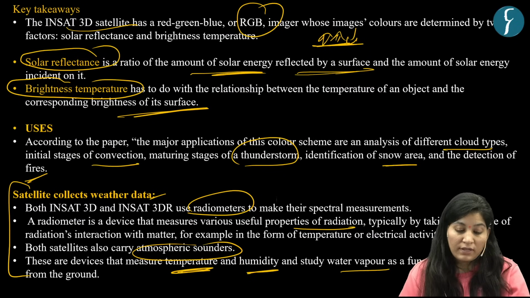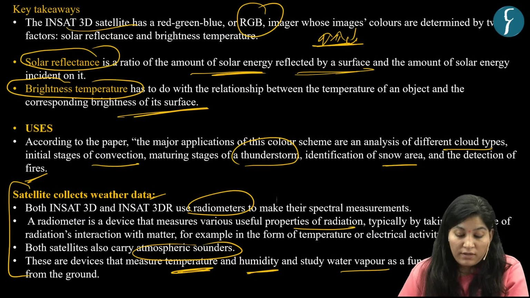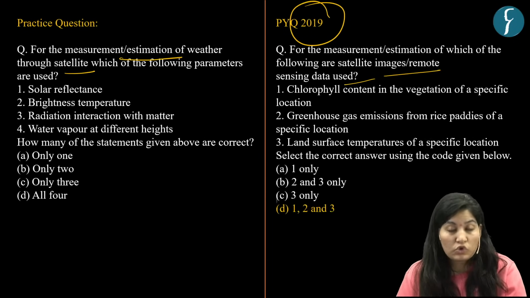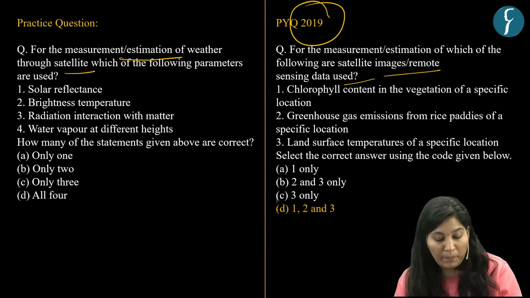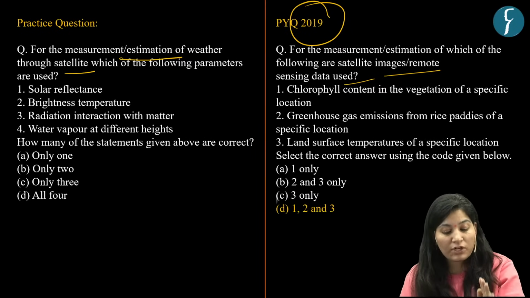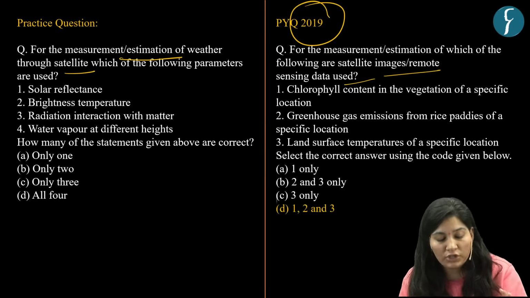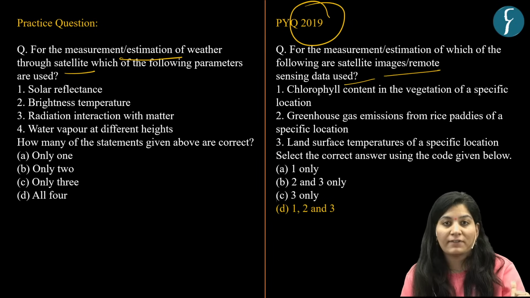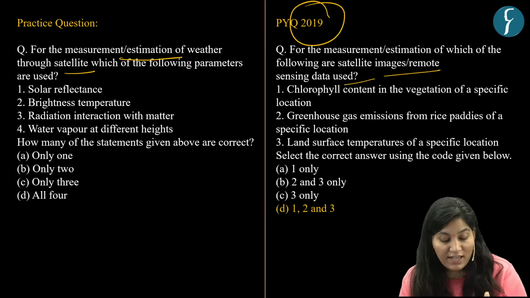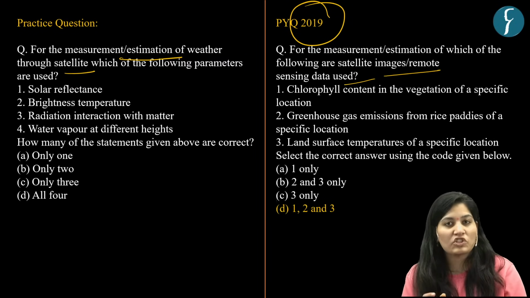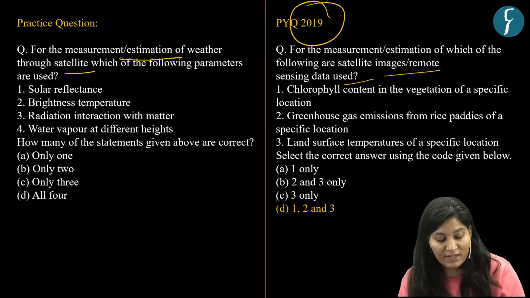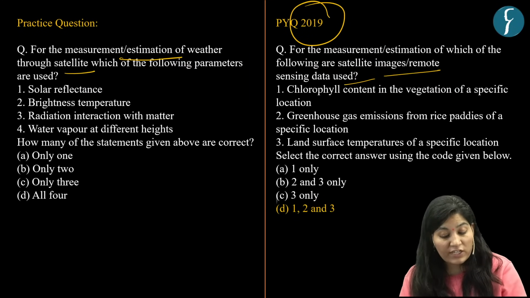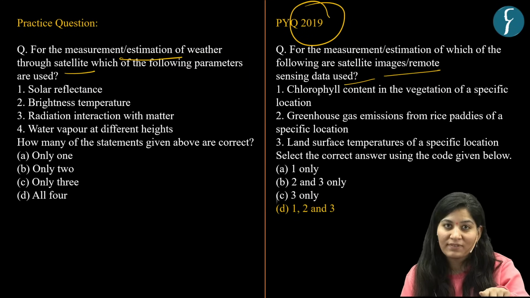Now, let's solve our practice question based on the same information. For the measurement, estimation of weather through satellites, which of the following parameters are used? Solar reflectance, just now we have seen. Brightness temperature, relationship between brightness and temperature. Then radiation interaction with the matter.